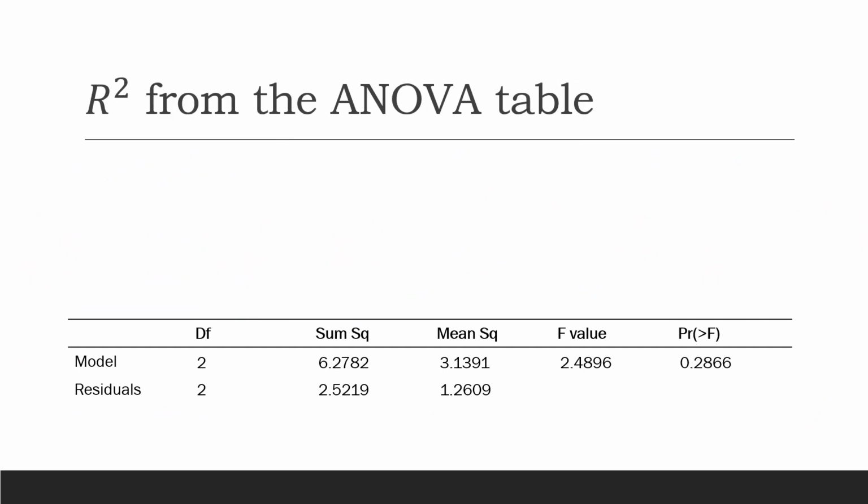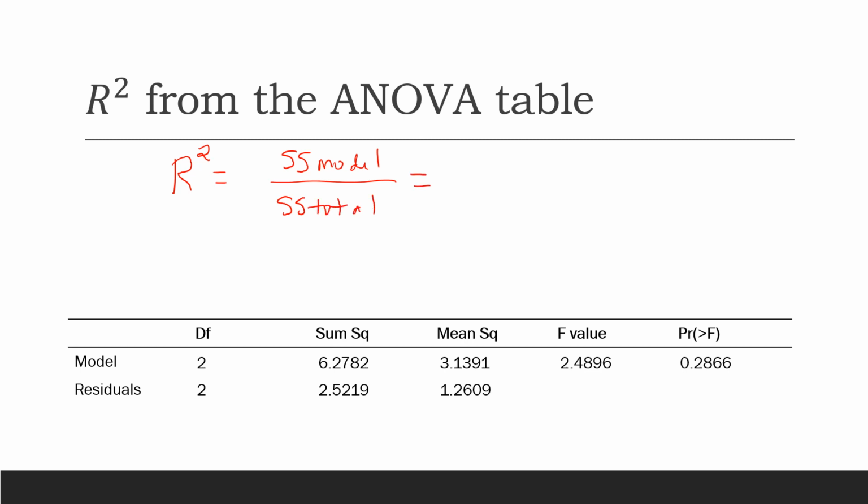If I want to find R squared from the ANOVA table, remember that R squared is going to be my sums of squares for the model divided by my sums of squares total. We saw that in a previous chapter.